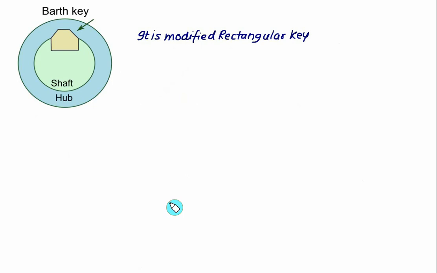Again for heavy duty we use the Barth key. In that case also the key recesses are made both in the shaft and the hub. The cross section area is slightly modified as compared to the rectangular section of a sunk rectangular key. So it is just a modified rectangular key.